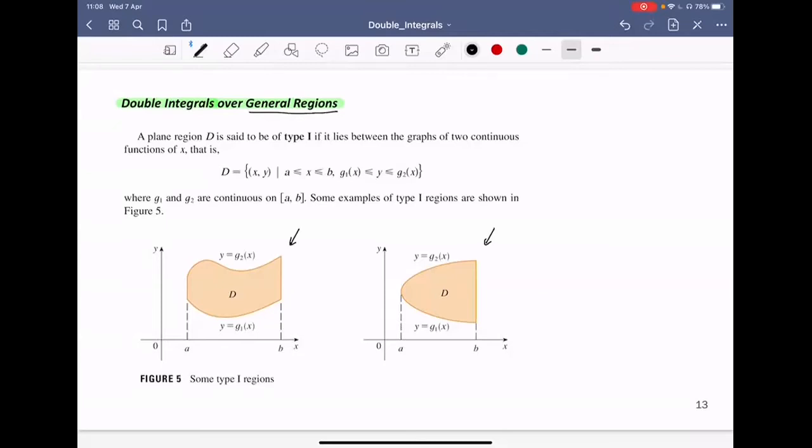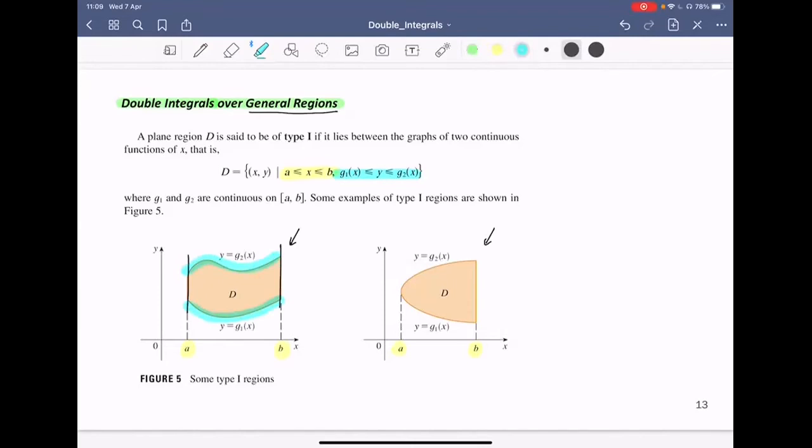Well, the first type that we're going to look at is in Figure 5. You can see that in Figure 5 here, the pattern that we have is x is in between a and b. So you can see that x is bounded by a and b, like on those two pictures here. And your y here is bounded by g1 and g2. So this is your g1 and this is your g2. Good.